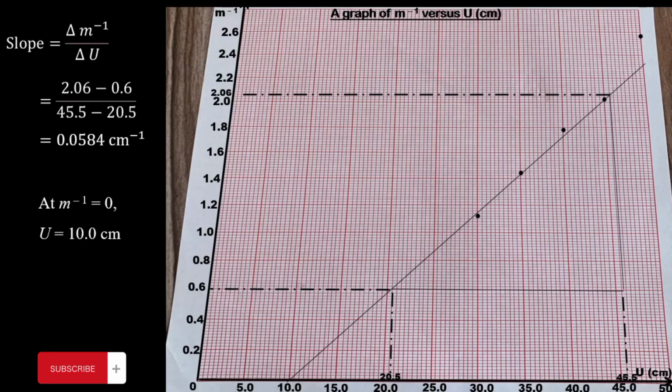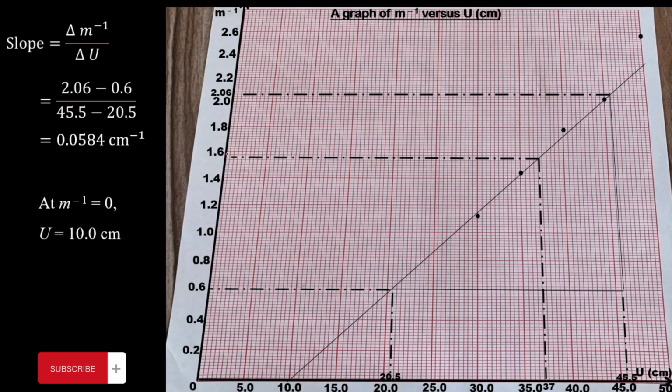Next up we're told to identify the value of m inverse when u is 37 centimeters. How do we do that? We try to identify 37 centimeters of u. So this is 35, this is 35.5, this is 36, this is 36.5, and then this is 37. So that's our 37 right there. And then the next thing is to read off that value through the line of best fit on the vertical axis. We trace it to the vertical axis through the line of best fit.